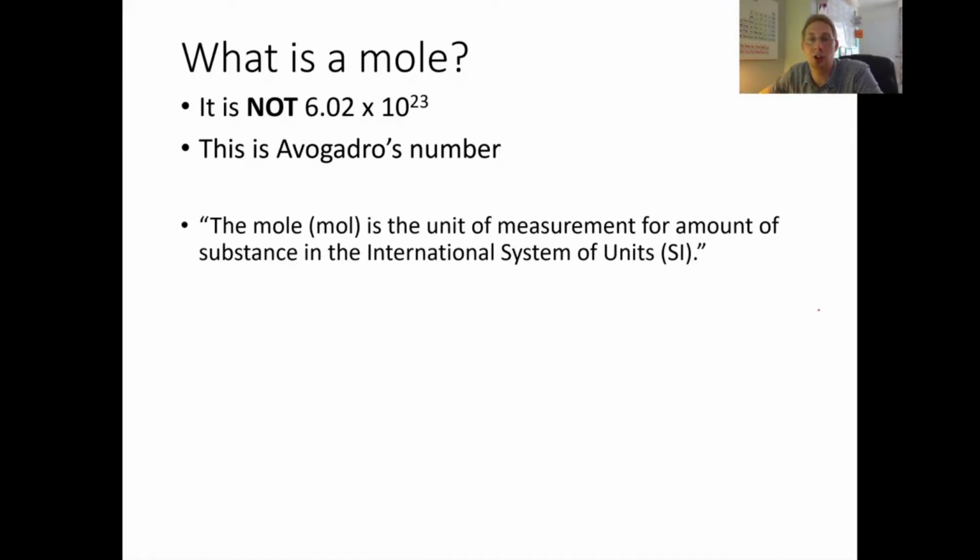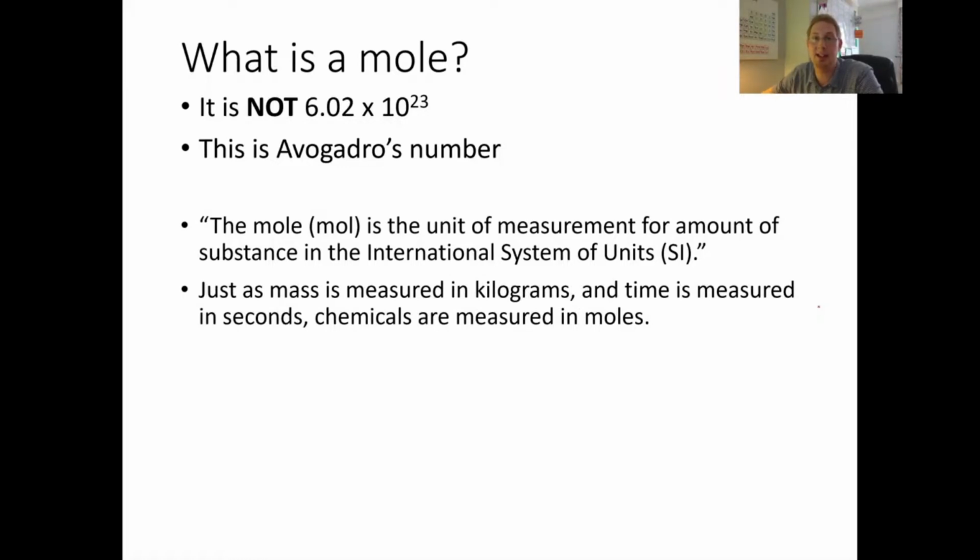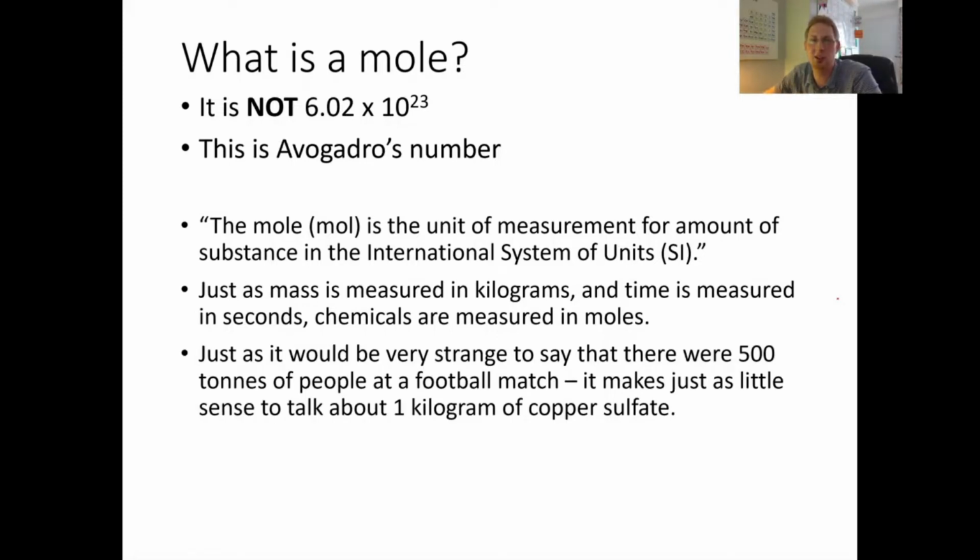The definition on Wikipedia is that it's the unit of measurement for the amount of substance in the International System of Units. It's an SI unit for the amount of substance. Just like mass is measured in kilograms and time is measured in seconds, chemicals are measured in moles. And the reason for that is, let's say we were describing how many people went to a football match, and I said, 10,000 people went to that match. That makes sense. What doesn't make sense is to talk about 500 tons of people and give them mass.